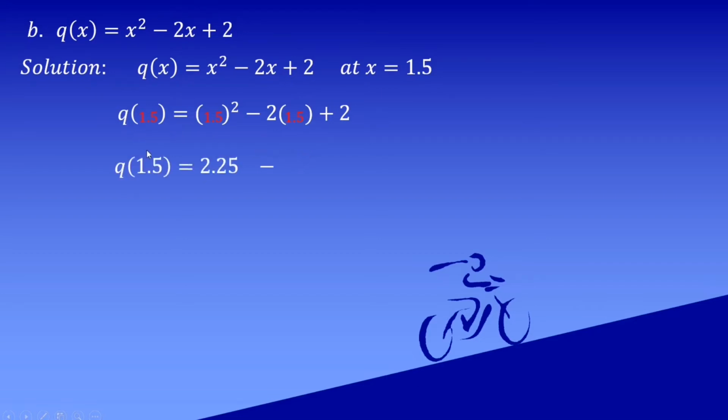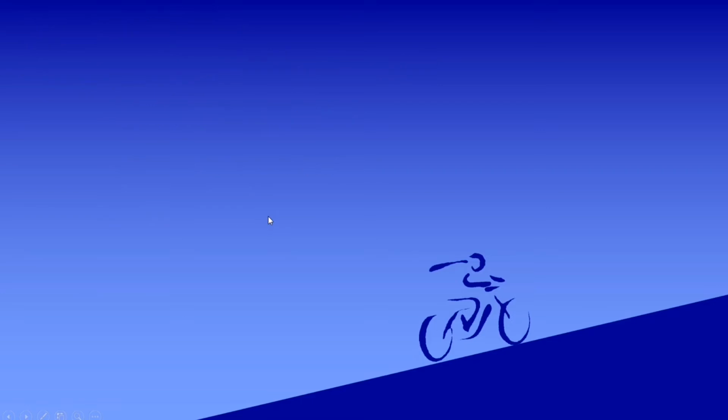Then copy q of 1.5 is equal to the value here, 1.5 squared is 2.25. Then the product of 2 times 1.5 is 3. Then just copy 2. Then simplify: q of 1.5 is equal to 2.25 minus 3 plus 2, which is equal to 1.25. So the q of 1.5 is equal to 1.25.